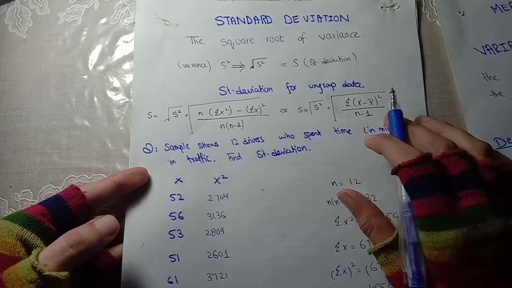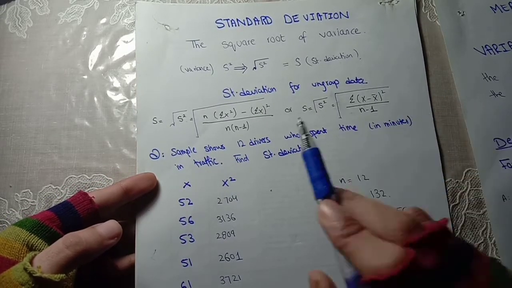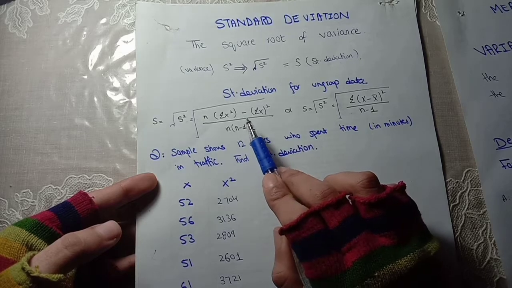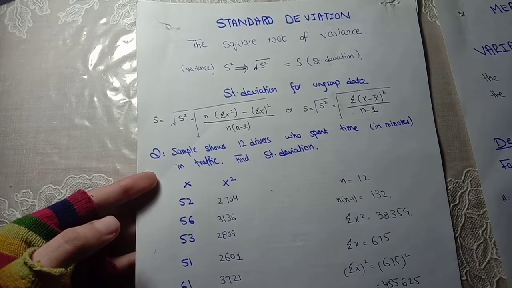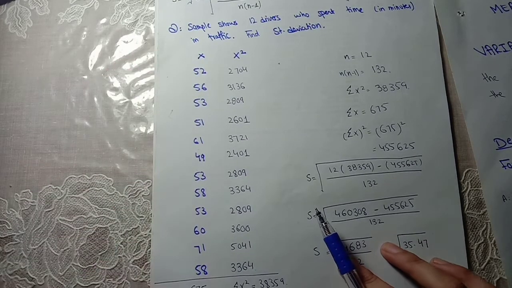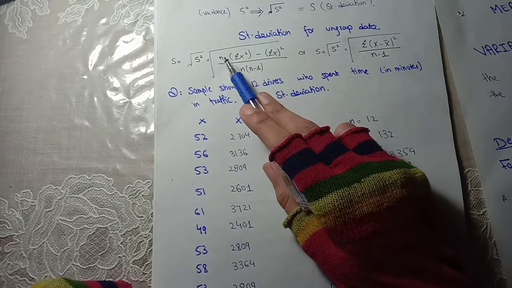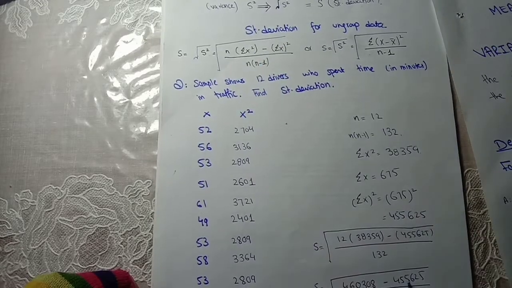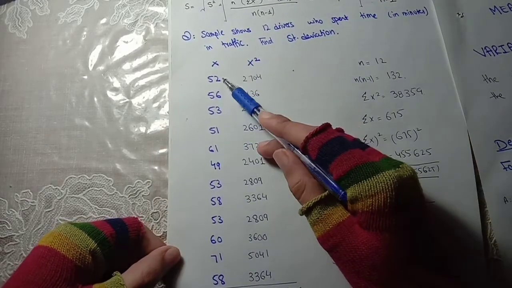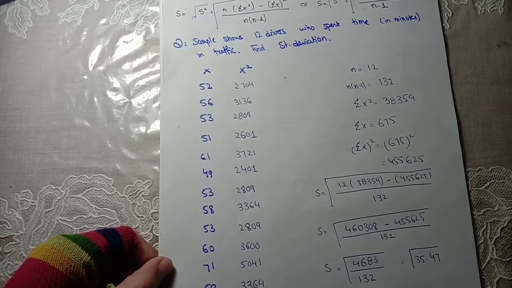When we solve the question by this formula, it will be a long process, and it will be easier and a shortcut if you solve by this formula. So here is a data given for the ungrouped data. We have to count the n. N is 12. If we count the values, these are 12, and I have written 12 here.